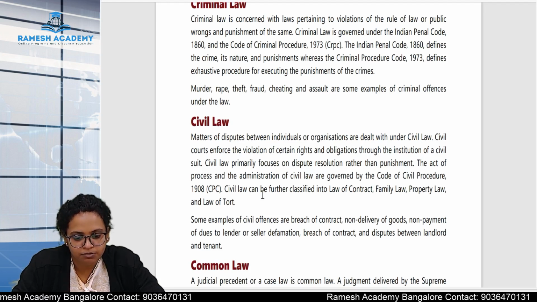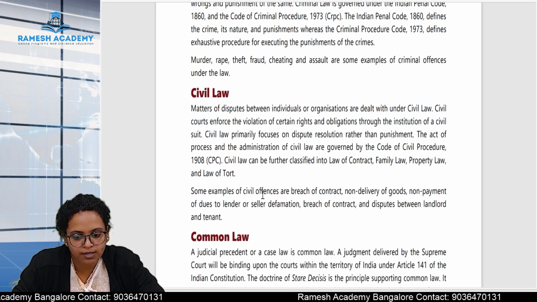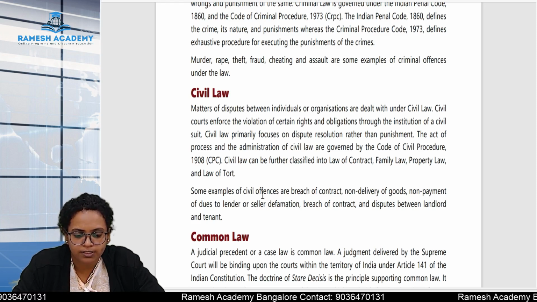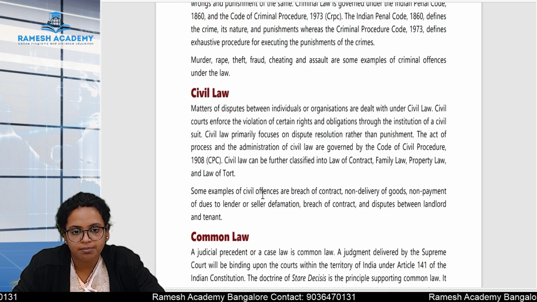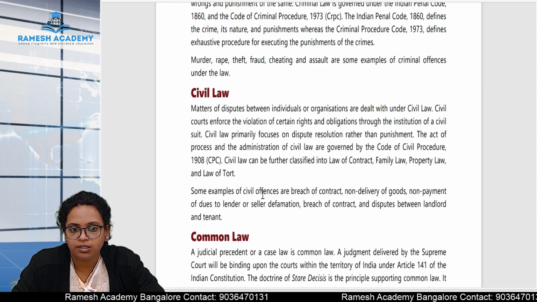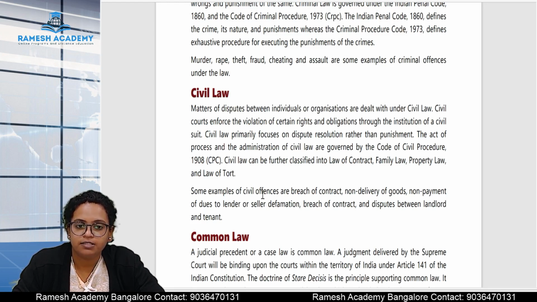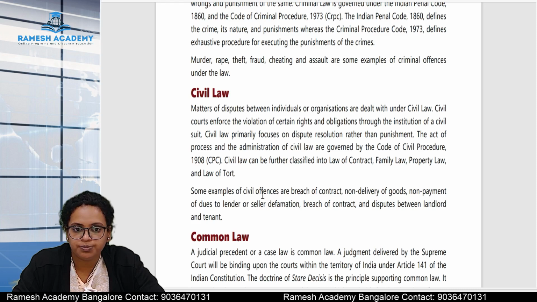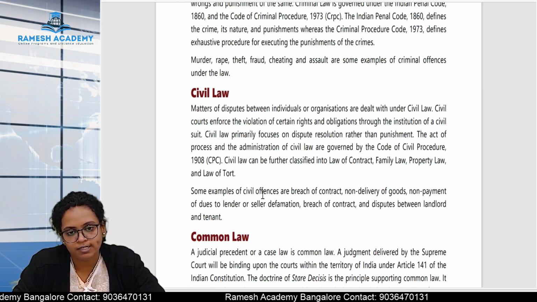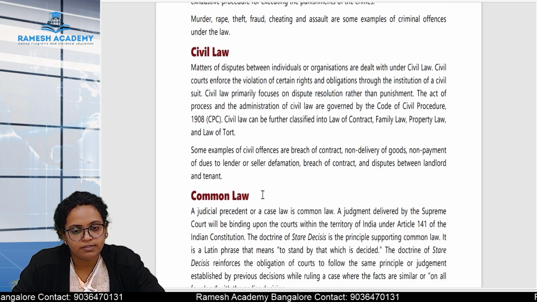Some examples of civil offences are breach of contract, non-delivery of goods, non-payment of dues to the lender or seller, defamation, and disputes between the landlord and the tenant. Say you are in employment with some company and you breach the contract, that means you break the contract. Say the company has a contract with you for 2 years but you work only for 1 year and you are breaching the contract, that's a civil case. So that's a breach of contract.